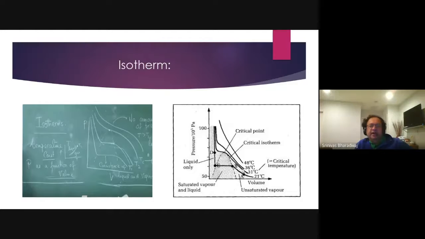So one can say that at higher temperatures, as the isotherms move up, you tend to move closer to PV equals nRT. At lower temperatures, things tend to get very, very complicated. Look at this one, 21 degrees, very different from 48 degrees. Therefore, the isotherms behave differently.